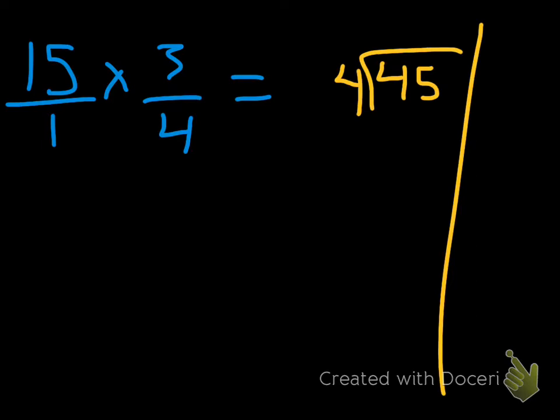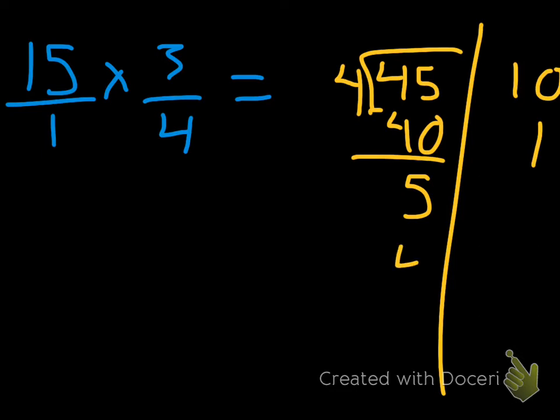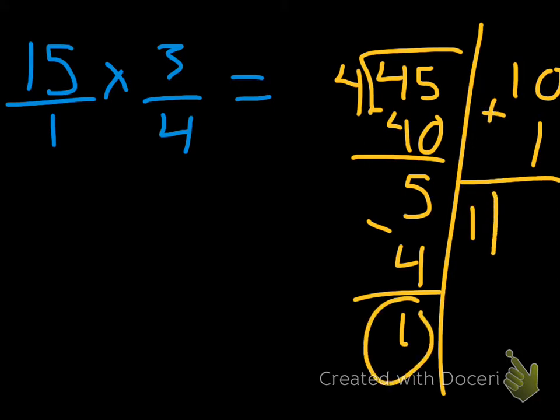Alright, 4 goes into 40 at least 10 times. 10 times 4 is 40. I'm going to subtract. Now I'm down to 5. 4 goes into 5 one time. 1 times 4 is 4. Subtract. So now I have 1 left over. Over here I'm going to add, so I have 11. My remainder now I'm going to report as a fraction. So this goes on top of this. So I have 11 wholes and 1/4 left over. That's my answer.